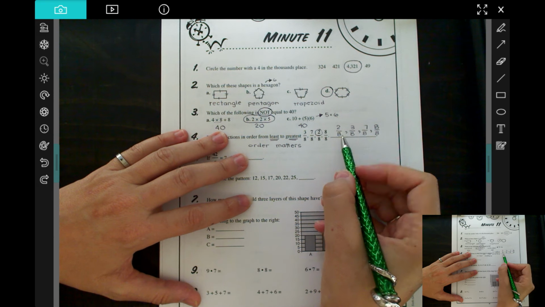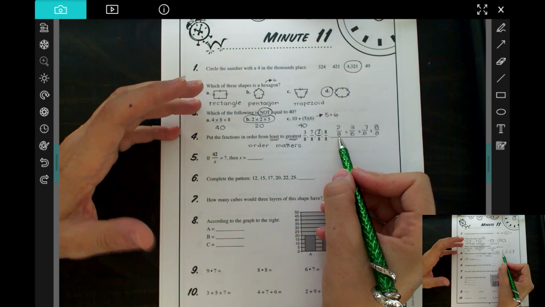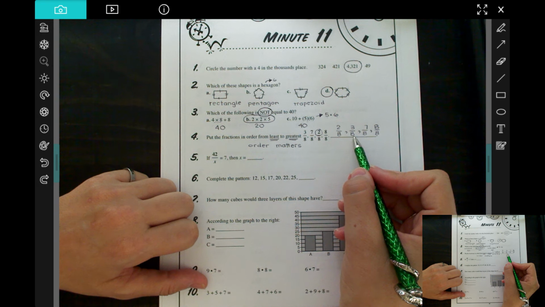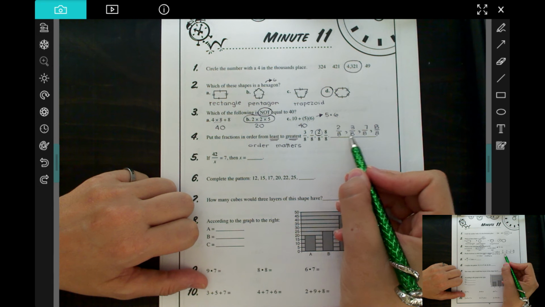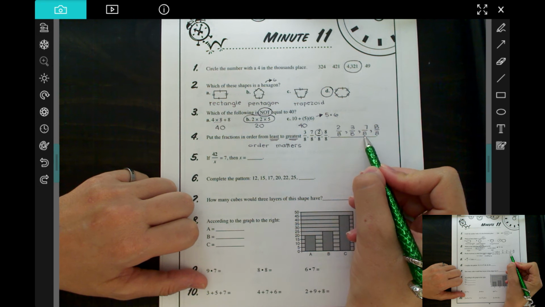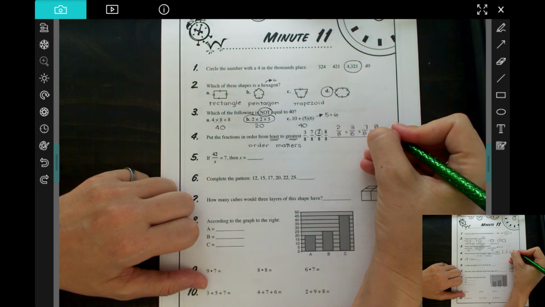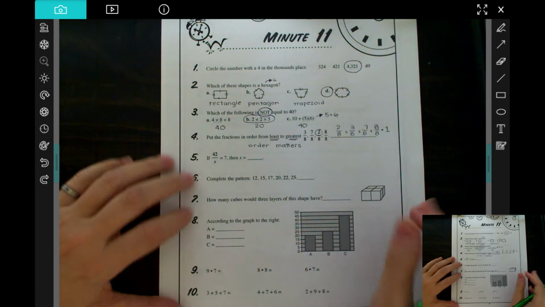So remember that 2 eighths is like saying, okay, I only have 2 out of 8 pieces of pizza left. Here I have 3 out of 8 pieces of pizza left, which is more than 2. Here I have 7 out of 8 pieces of pizza left, which is great because it's almost a whole thing. And here I have all 8 pieces. So all 8 pieces, let's remember, this is equal to 1 whole pizza pie.